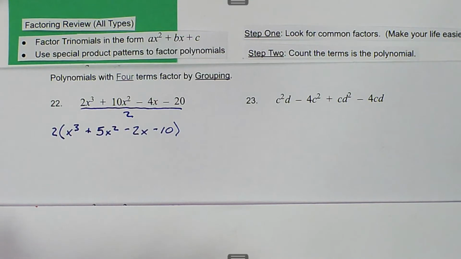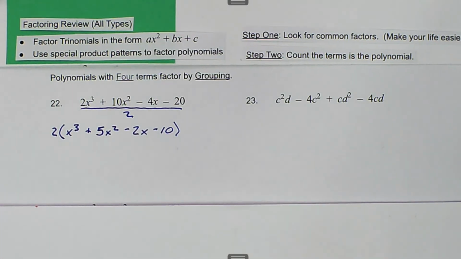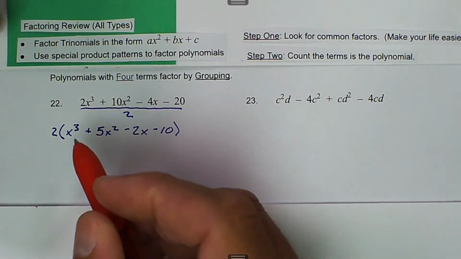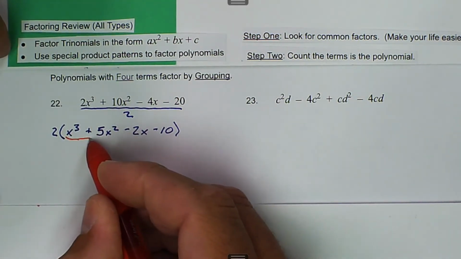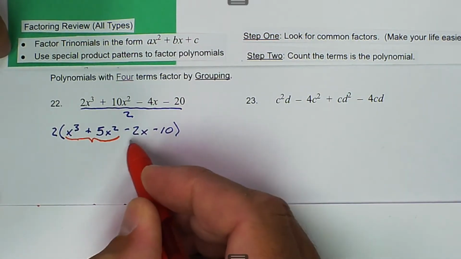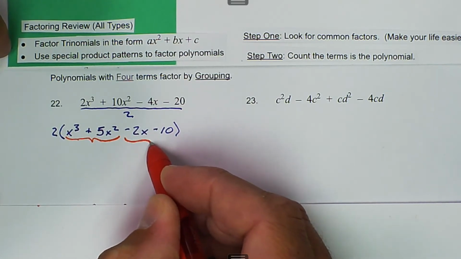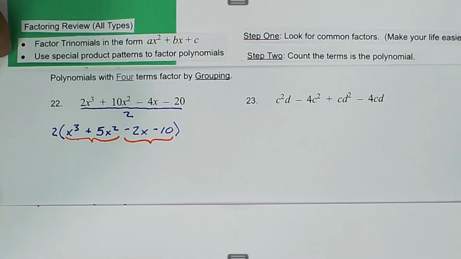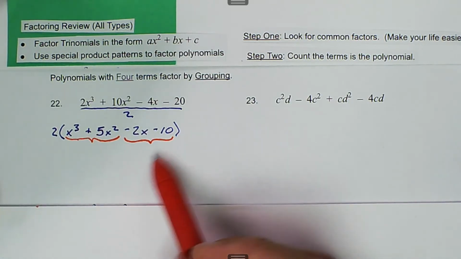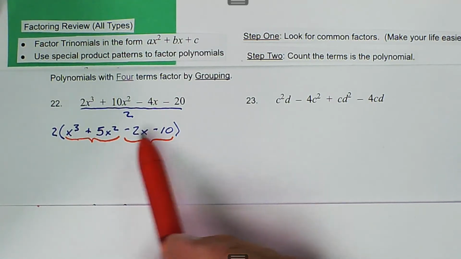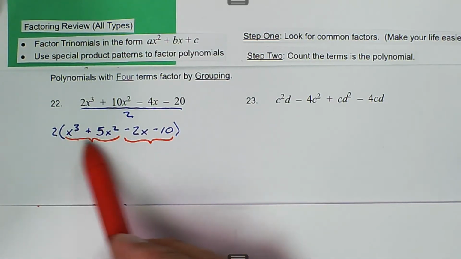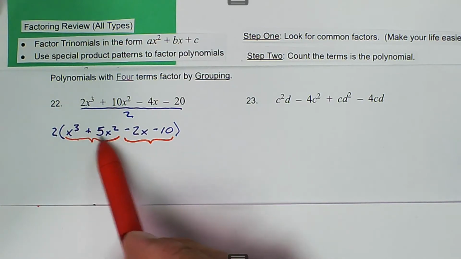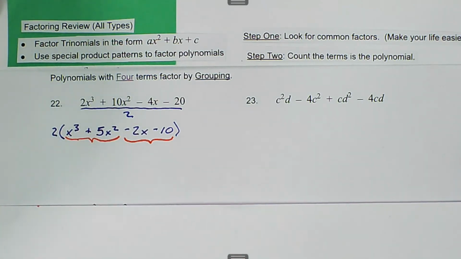So now we want to factor by grouping. So what we're going to do is we're going to group the first 2 terms together, and we're going to group the last 2 terms together. And we want to see if we can make something that would be common between them. So do these have anything in common, the x cubed and the 5x squared? Yeah, they all have an x squared in it.